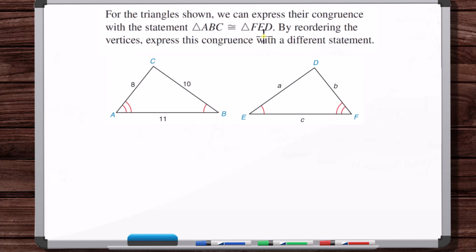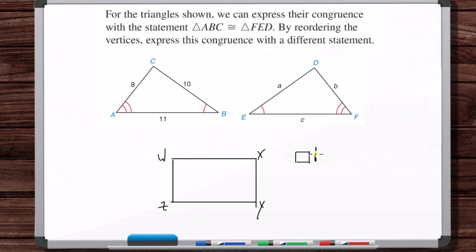to triangle FED. By reordering the vertices, express this congruence with a different statement. So what they're wanting to illustrate here is that we could have a figure, any figure like this rectangle, for example, with vertices W, X, Y, Z. As far as naming this figure, it doesn't matter where we start or the order that we put the vertices in, as long as we walk in order around the figure without skipping over a vertex. Where we start or the direction that we walk around the figure doesn't matter.